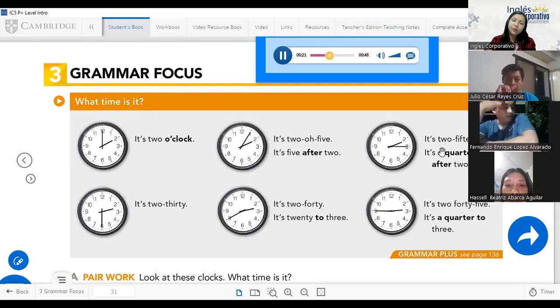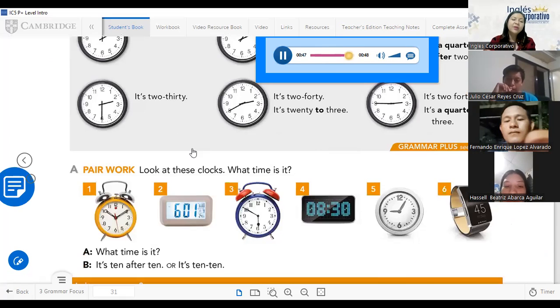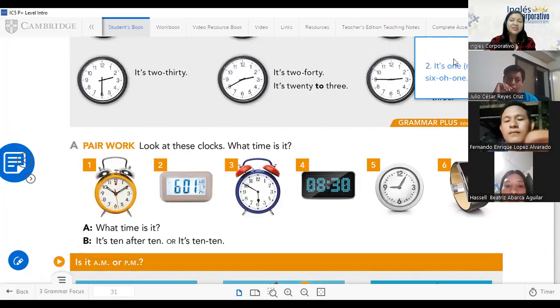It's 2:15. It's 2:30. It's 2:40. It's 2:45. Very good. Now, can you tell me what time it is in these exercises?